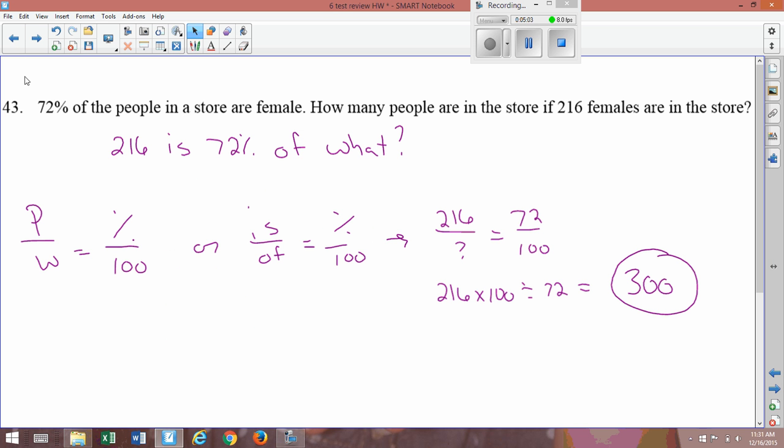72% of the people in the store are female. How many people are in the store if 216 females are in the store? 216 is 72% of what? Again, you're setting this 216 equal to the 72, so they have to be straight across the equation from each other. You end up with 300 if you do all the math correctly.